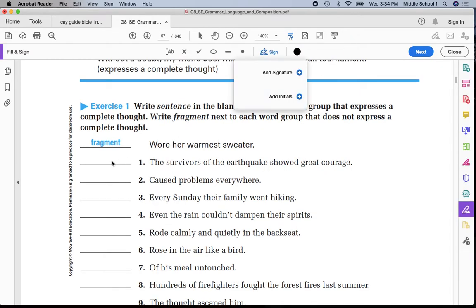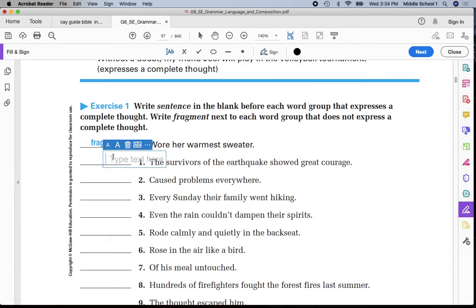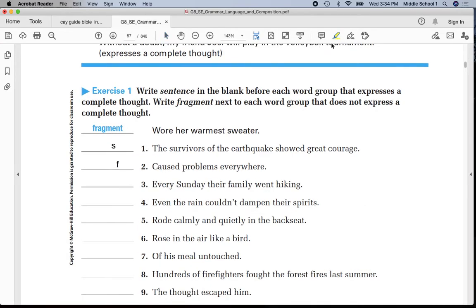Sentence number 1. The survivors of the earthquake showed great courage. I'm going to call that a sentence. It has a subject, survivors, and a predicate, showed. Caused problems everywhere. I'm going to call that a fragment. And why will I call that a fragment? Caused is the predicate, it's the verb. I don't have a subject. So in this sentence, survivors is a subject.